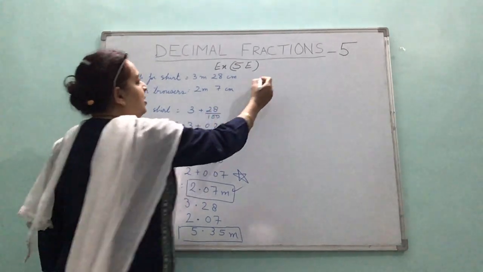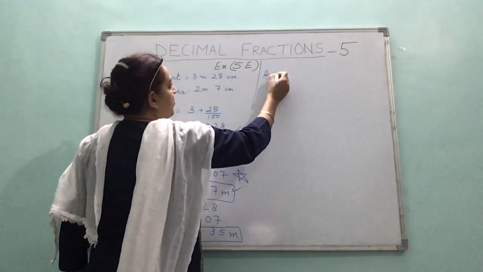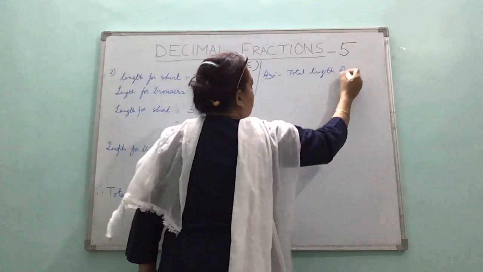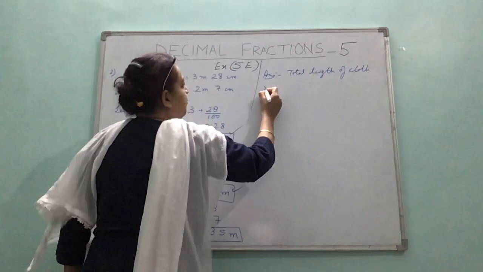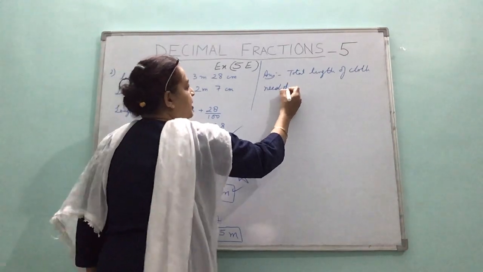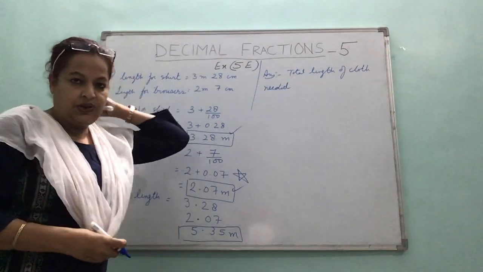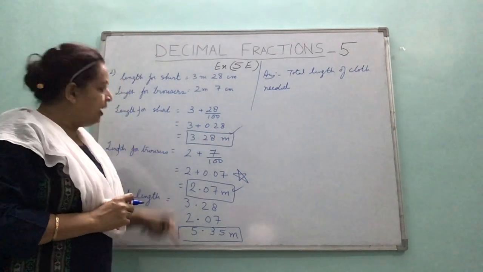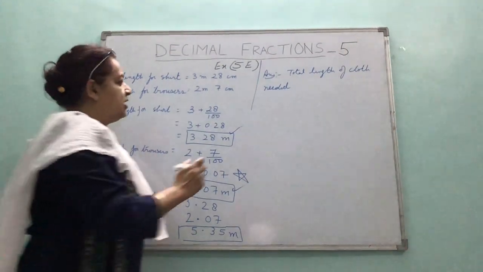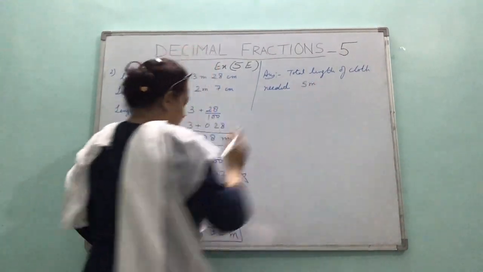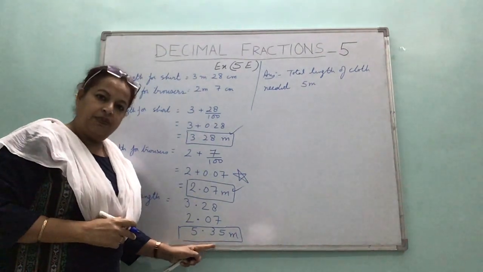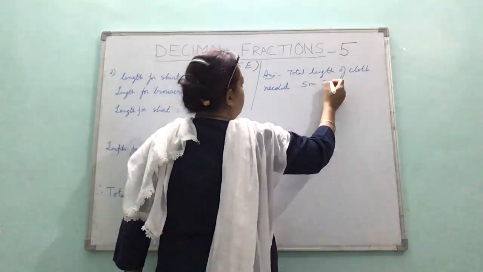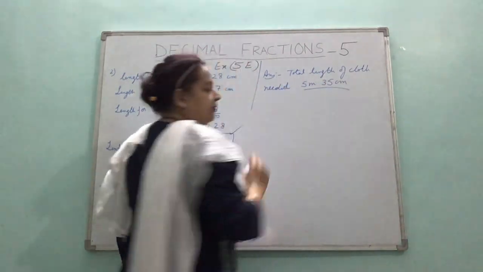Answer should be a statement. So the answer is: total length of cloth needed. We should write the answer in the same way as it is put up in the question, that is in meters and centimeters. So we will not write our answer in decimals. We will again go back into the language of the question. So it is 5 meter and 0.35 means 2 decimal places, so 35 centimeter. 5 meter 35 centimeter is your answer.